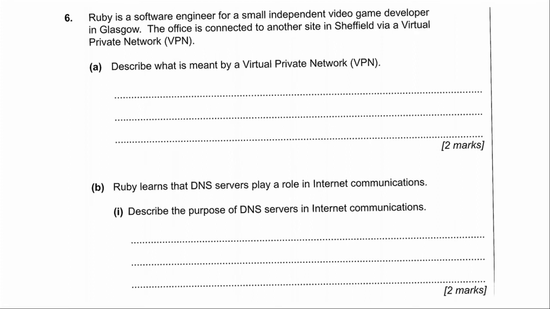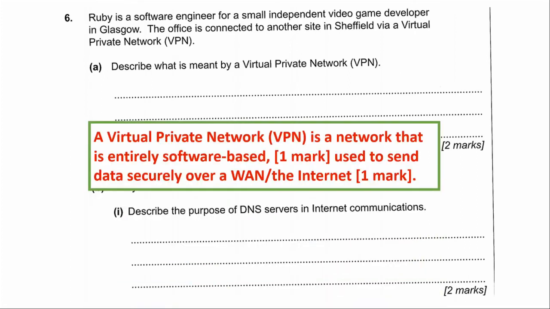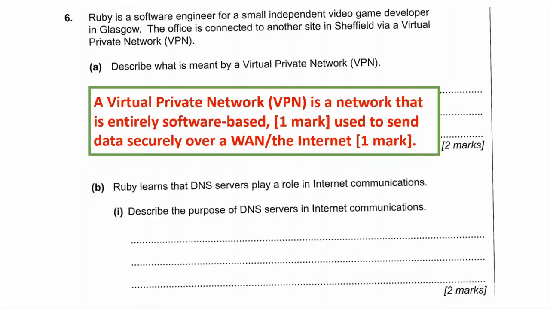The office is connected to another site in Sheffield via a virtual private network, or VPN. Describe what is meant by a virtual private network. So virtual private networks, it's not a real network. It's something you log on to. So it's software based, which then enables you to circumvent things like geolocation, and your data is encrypted. So companies use them to enable their employees to be able to log on to their networks and have the data that's encrypted. So a virtual private network is a network that is entirely software based, used to send data securely over a WAN or the internet.